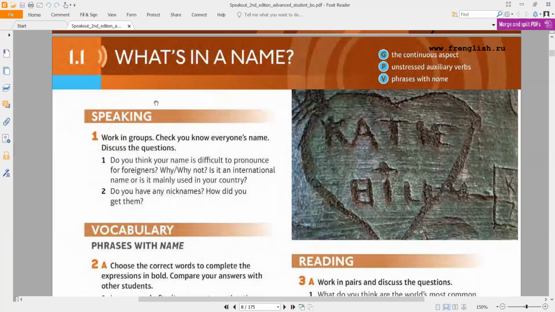So question number 1: do you think your name is difficult to pronounce for foreigners? Why? Why not? Is it an international name or is it mainly used in your country? For me, kind of. Well, it's a very famous name, so they pronounce it, but they don't have this "ha" sound, so obviously it's like Muhammad. What about you guys? What do you think about this question?